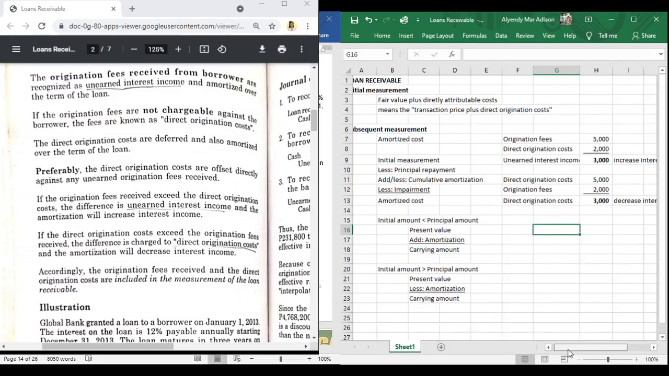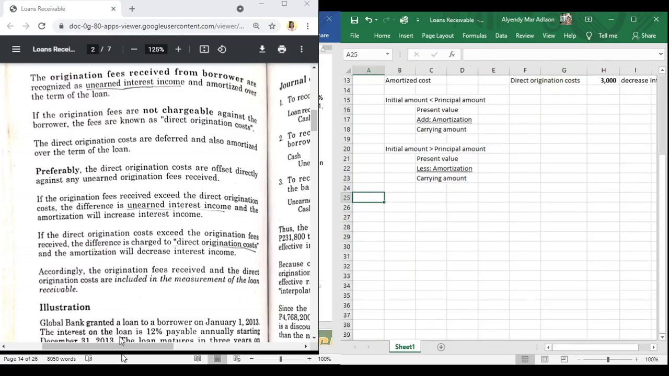Okay, now let us try to answer some problems about loans receivable.